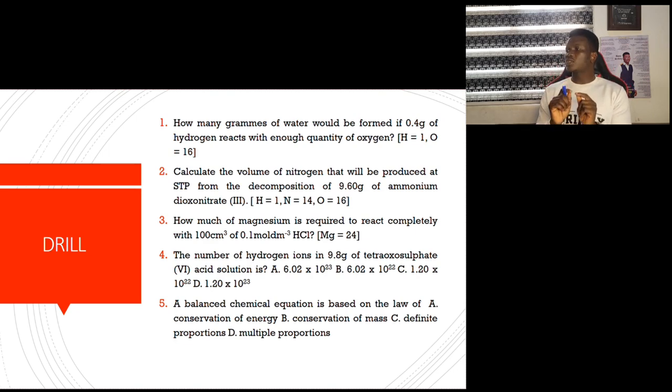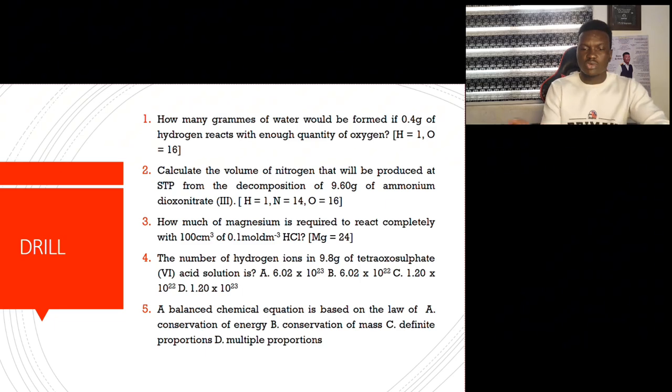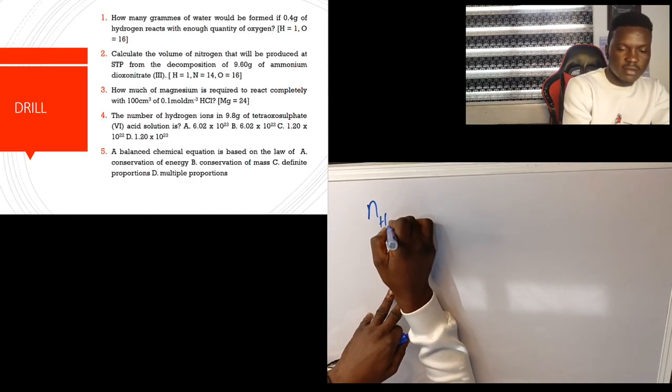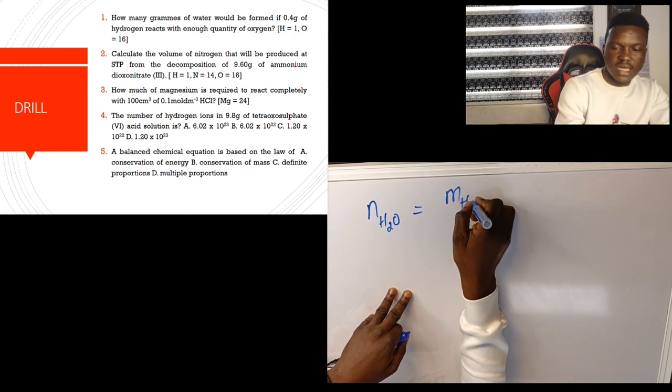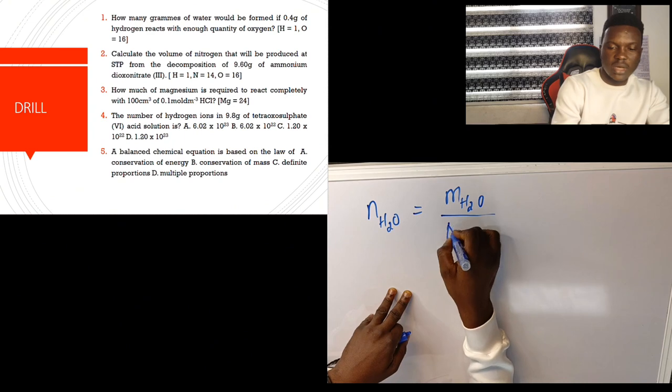So now, the question here says: how many grams of water would be formed if 0.4 grams of hydrogen reacts with enough quantity of oxygen? How many grams of water would be formed? Now, you would have seen that the question says how many grams of water? What are you asked to calculate? Mass, definitely. So that means you're going to be using what formula? You already know where you are going. Number of mole is equal to mass over molar mass. So that's the first thing. So you're now going to write number of mole of water is equal to mass of water, that is what you want to calculate, over the molar mass of water.